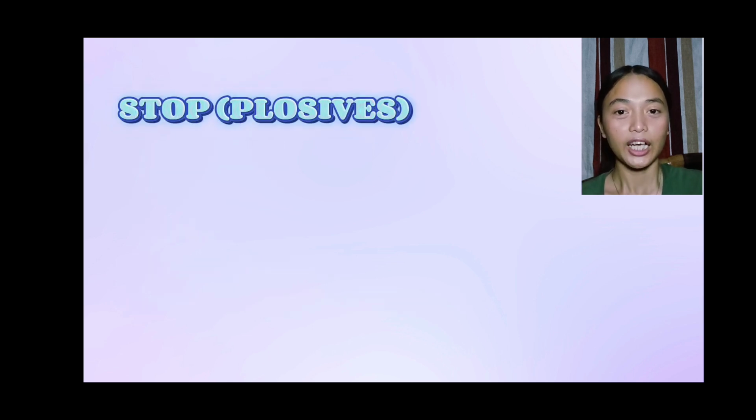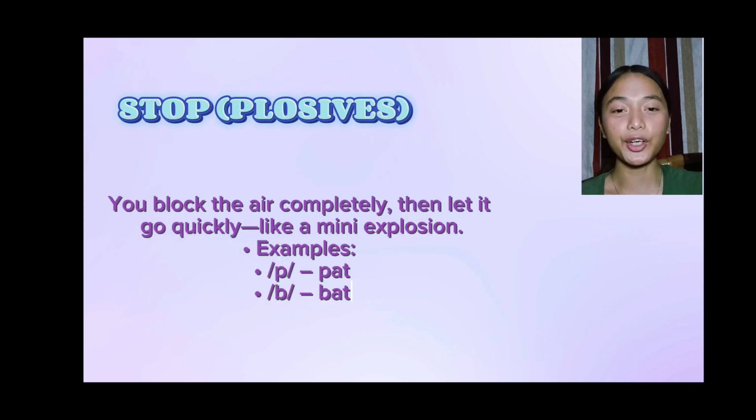Number 1 is stops or plosives. This is what happens when you block the air completely, then let it go quickly, like a mini explosion. For example, p, b, as in the words pat and mat.